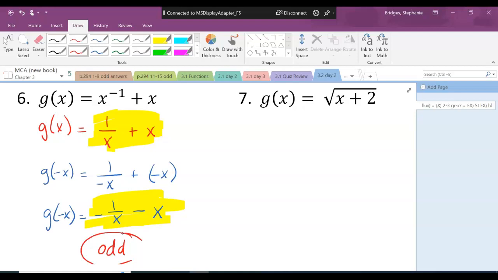You could probably figure out 7. That was not too terribly difficult. It's not an absolute value. We're just plugging in a negative. We want to look to see if everything changes.